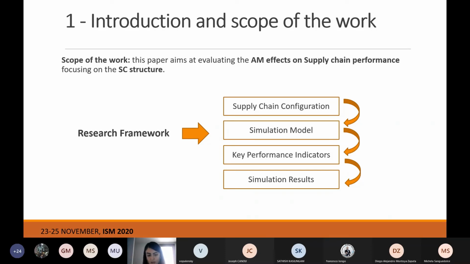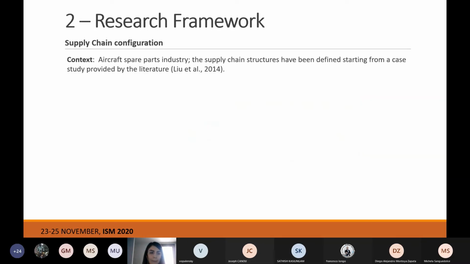One configuration based on traditional manufacturing has been modeled and compared with two different configurations based on additive manufacturing. A discrete event simulation model has been developed in order to test the behavior of the players considering the different configurations, and a set of key performance indicators has been defined in order to measure the supply chain performance. The aircraft spare parts industry has been chosen for this study, and the supply chain structures modeled have been defined starting from a case study from the literature.